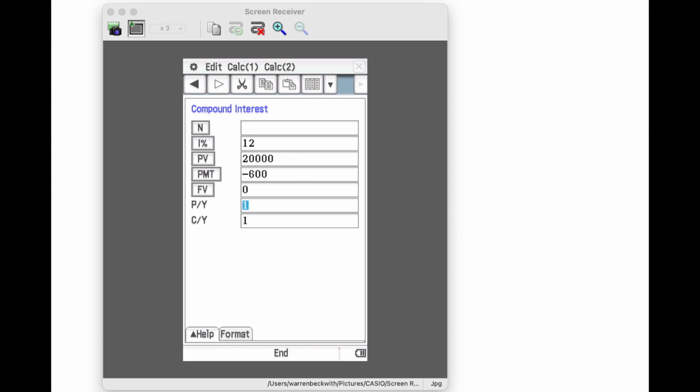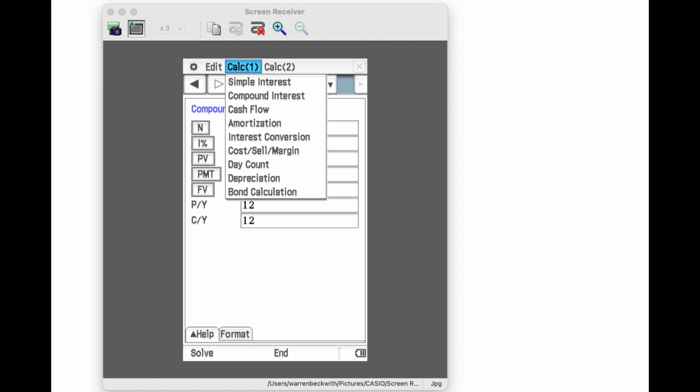Now we're making payments monthly, so that's 12 times per year for PY, and the interest is also being calculated monthly, so that's 12 times per year for CY. Now when we do that, we find out that it's going to take 40.7 payments for Jai to pay off the loan. Of course, we're paying this off at the end of each month, so effectively that's 41 payments. It's just that the last one won't be for a full $600.